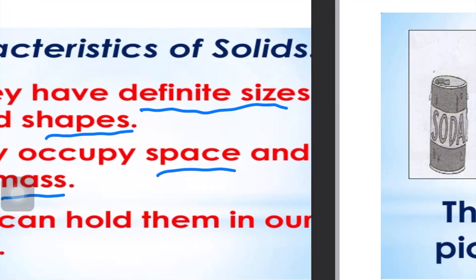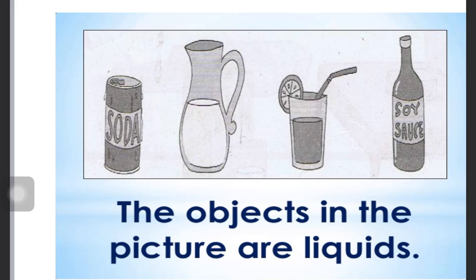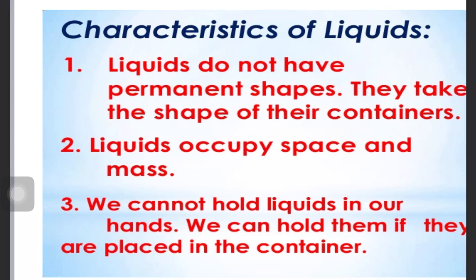The objects in the picture are liquid: the soda, the milk, the juice, and the soy sauce. They are liquid. Characteristics of liquid: liquids do not have permanent shapes, not the same as solids, because liquid flows easily, like juice and milk. They have no shape.